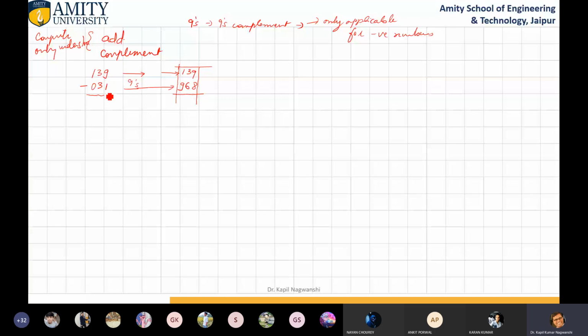Now come to the second number. Just suppose, I am talking about 9's complement. So here also I am using 31 minus 139. No complement is required for 139. So this is 31, but this is a negative number. So initially we begin with 9's complement.